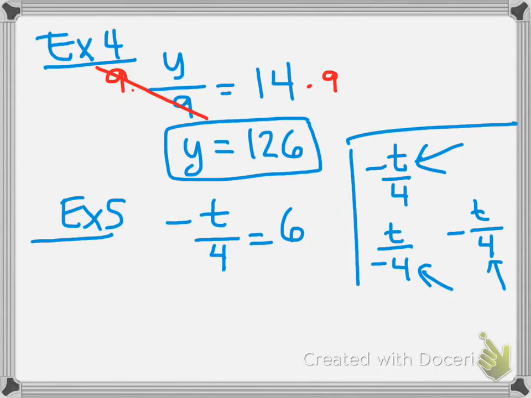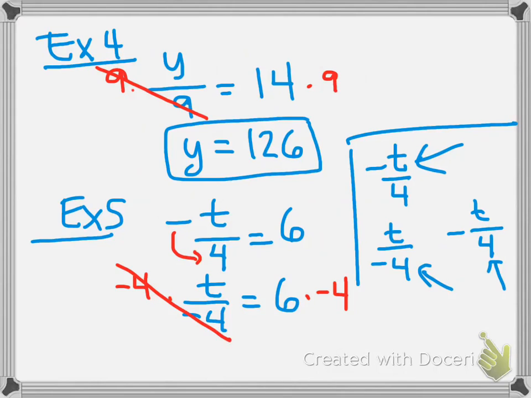So in example 5, I'm going to go ahead and move the negative to the 4, so it's not with the t. Let me show you how that looks. So now we have t over negative 4 equals 6. Now I didn't change anything. It's still a negative t fourths. It's just that now the negative is with the 4 instead of with the t. It's still a negative fraction. You're going to multiply both sides by negative 4. That cross cancels. Multiply that side by negative 4. And you get t equals negative 24.